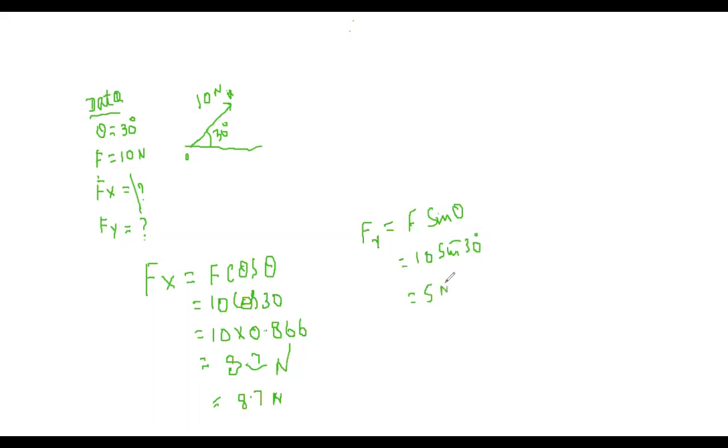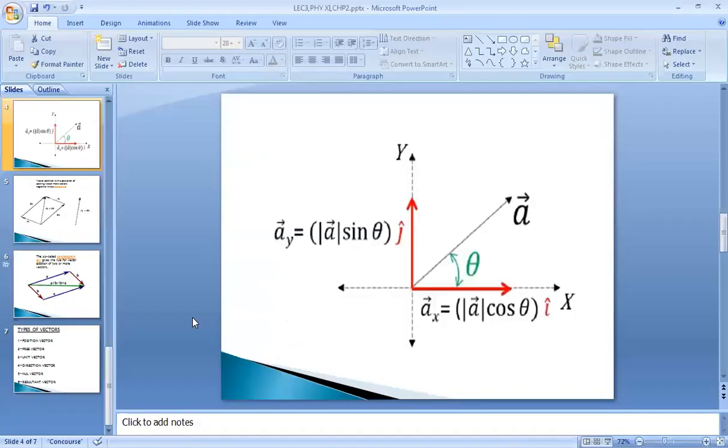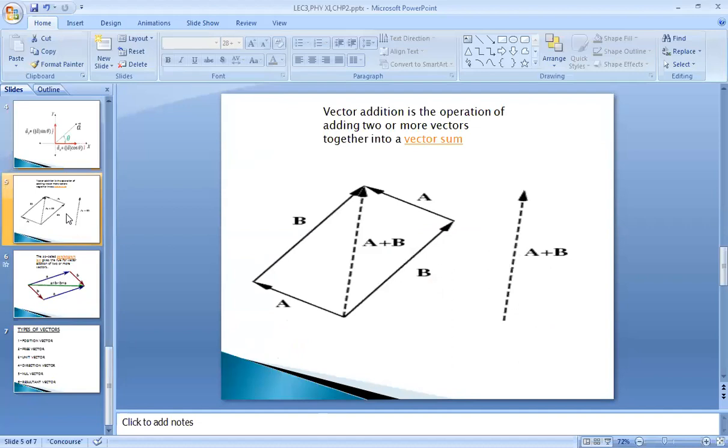This is a very simple example, the use of the formula. And now we are going to explain the next topic. That was the example from the previous video, in which I explained the resolution of a vector.